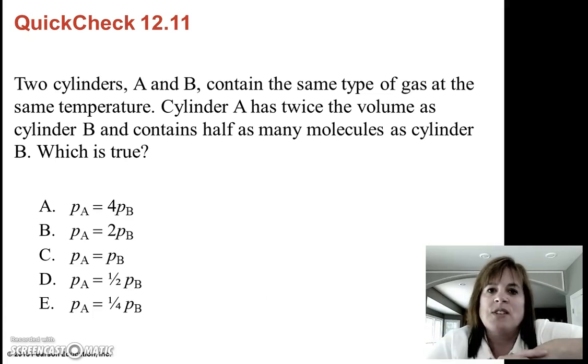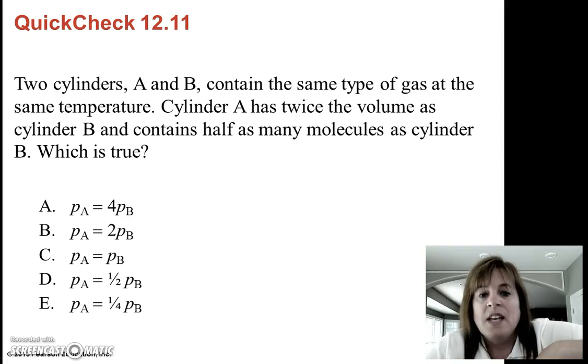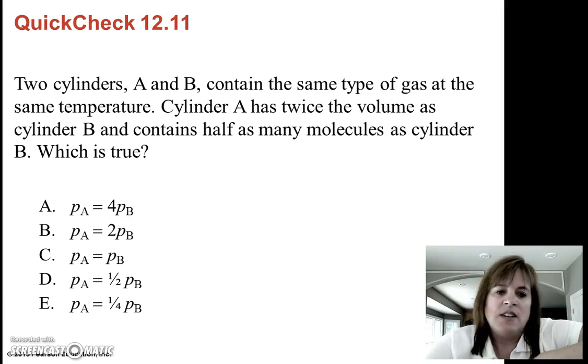I have my two cylinders A and B again, and they have the same type of gas. This time they're at the same temperature. Cylinder A has twice the volume of cylinder B, but contains half as many molecules as cylinder B. So what's true about the pressure? Pause the video, see if you can get it right.